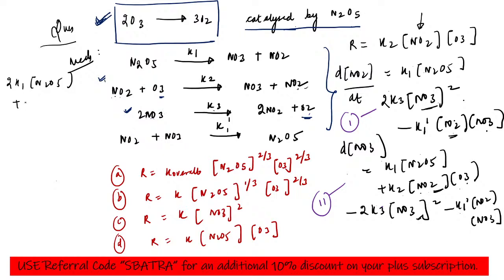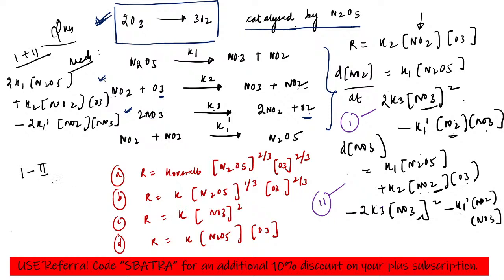Then we got plus k2 NO2 O3, and the next value is basically minus 2k1' NO2 NO3 when we have added these two equations. Now when we have subtracted these two equations, I'm adding this and subtracting this. So when we are subtracting this particular equation, what would be the correct answer?